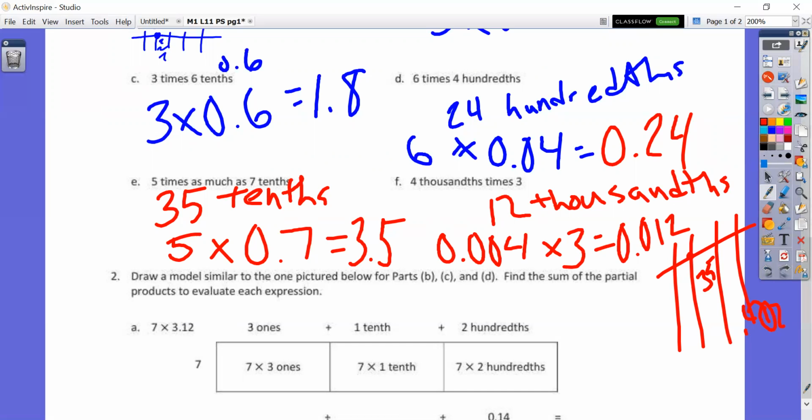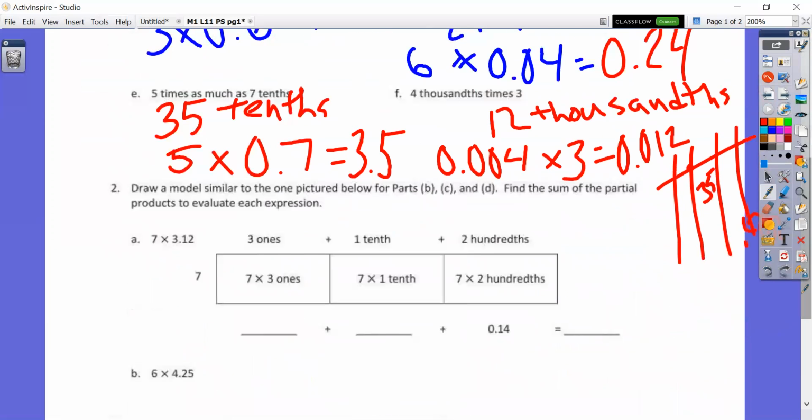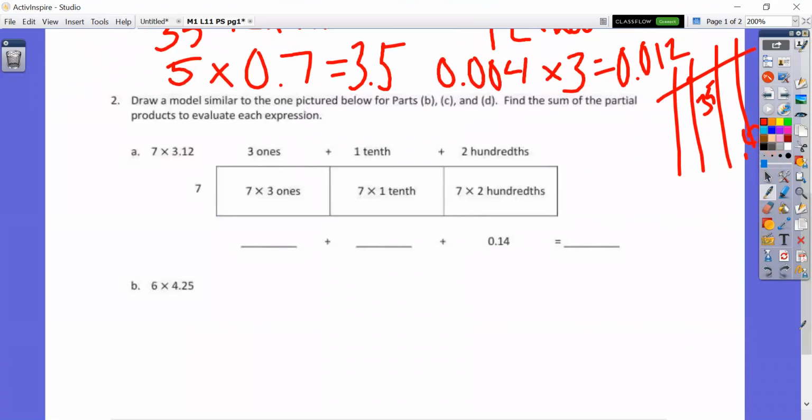Let's move down into this next section. Come on, there it is. And let's read the directions. The directions say to draw a model similar to the one pictured below for parts B, C, and D. Find the sum of the partial products to evaluate each expression. So it's asking us to draw an area model and to solve it like we were doing in our practice and to solve it like this example.